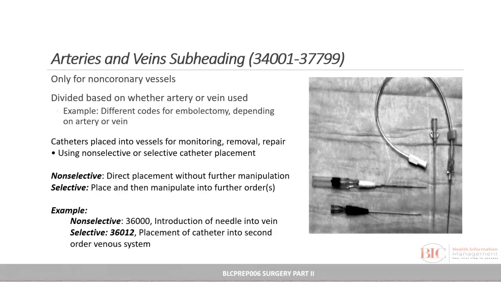Your arteries and vein subheadings, your range of codes here are 34001 to 37799. This section is only for non-coronary vessels. They are divided based on whether artery or vein is used. The example here, there are different codes for an embolectomy depending on the artery or the vein. Catheters that are placed into the vessels for monitoring, removal, or repair.